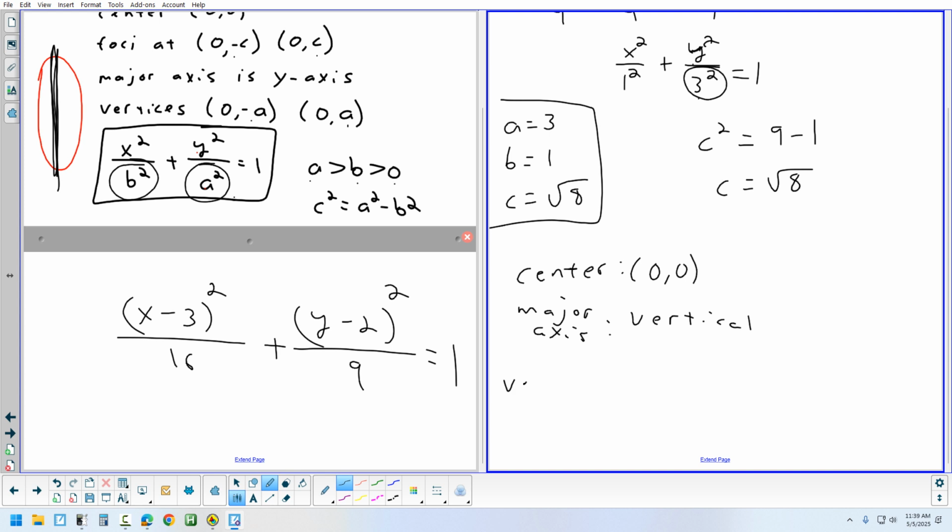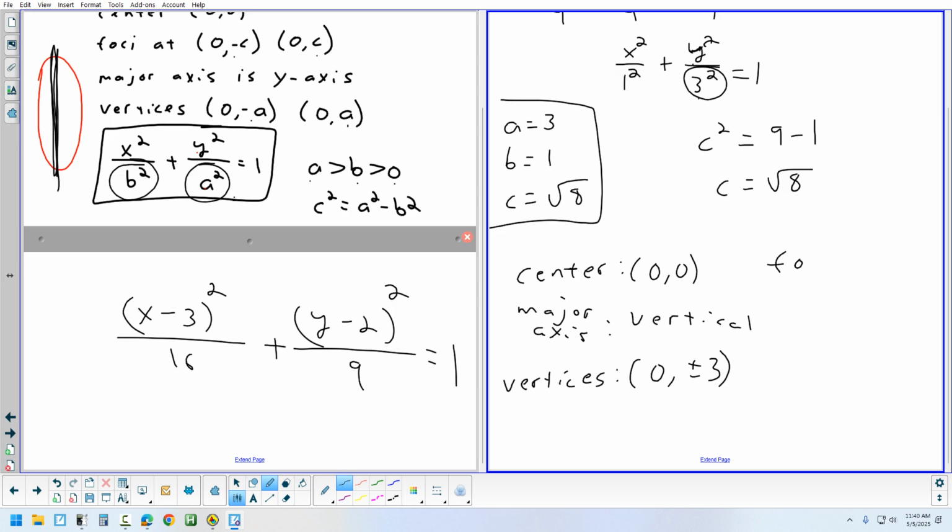Okay, vertices. You still will be able to use the plus or minus notation because it hasn't been shifted yet. How far are the vertices from the center? How many units? Yeah, 3. 3 units, and we said 3 units above and 3 units below. What would be the coordinates 3 units above and below my center? Yeah. 0, comma, plus or minus 3.